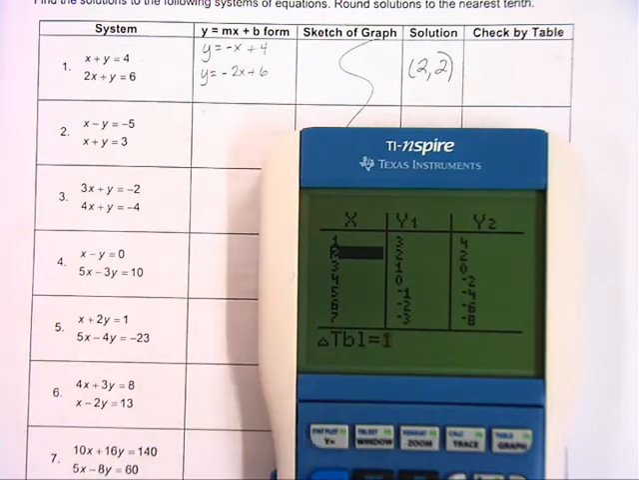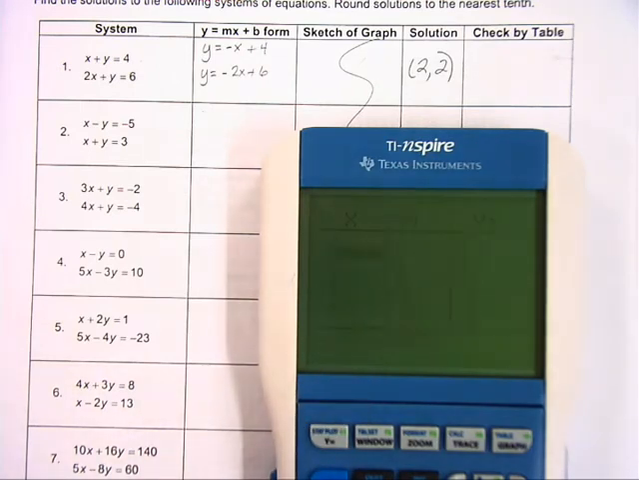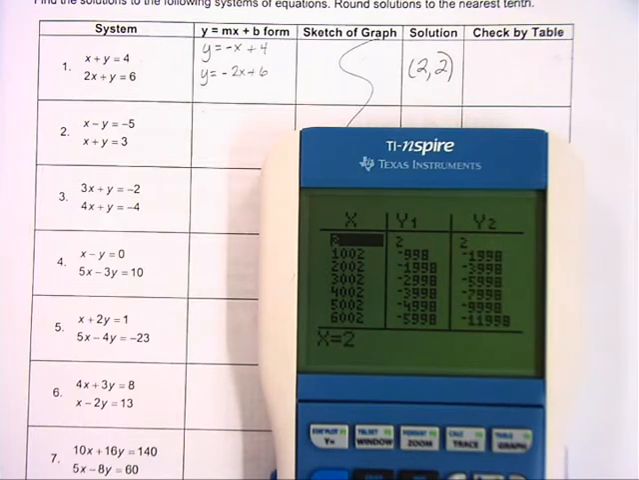Now, it's down here, it says delta. Remember that delta sign that I told you means change? If you want to change the table from starting at 1, I want to start at 1,000. Guess what? There it goes.